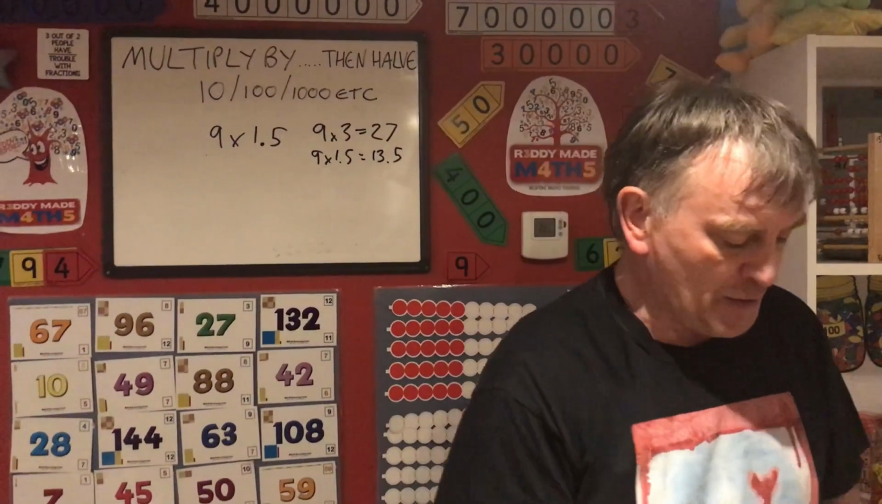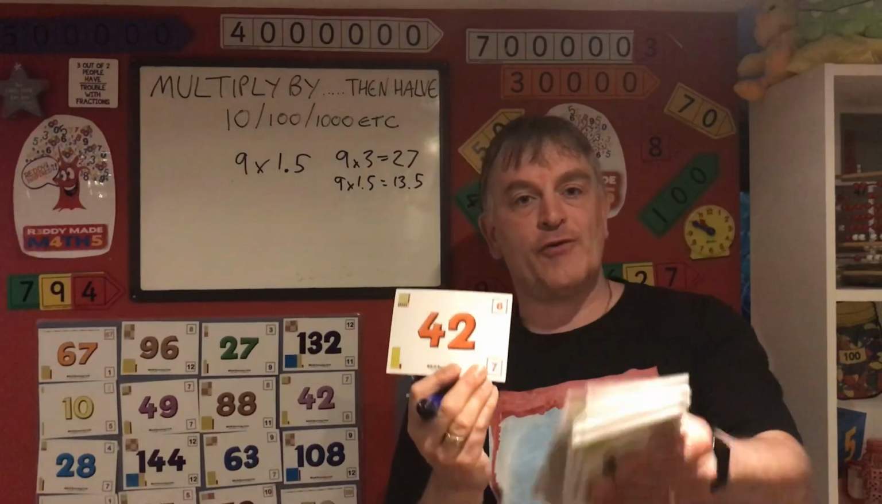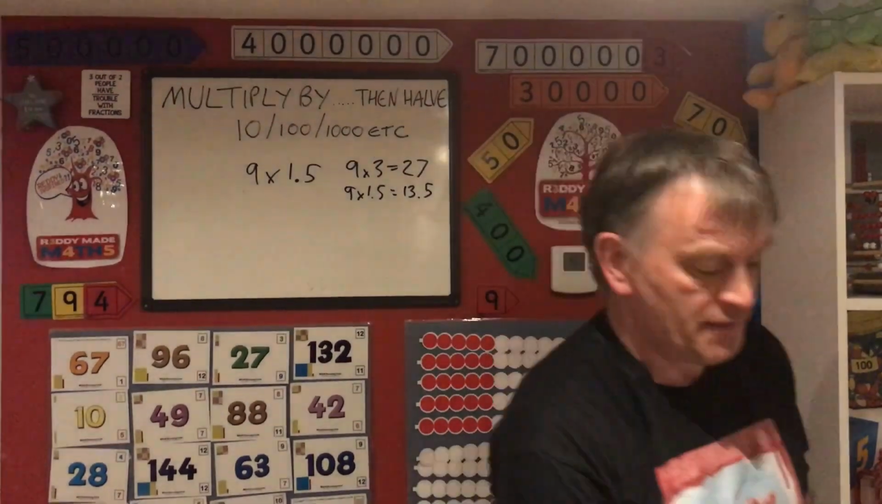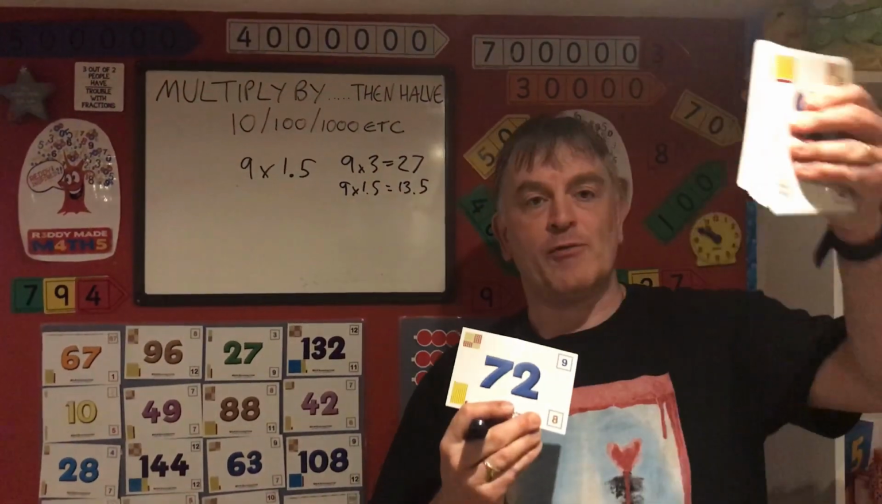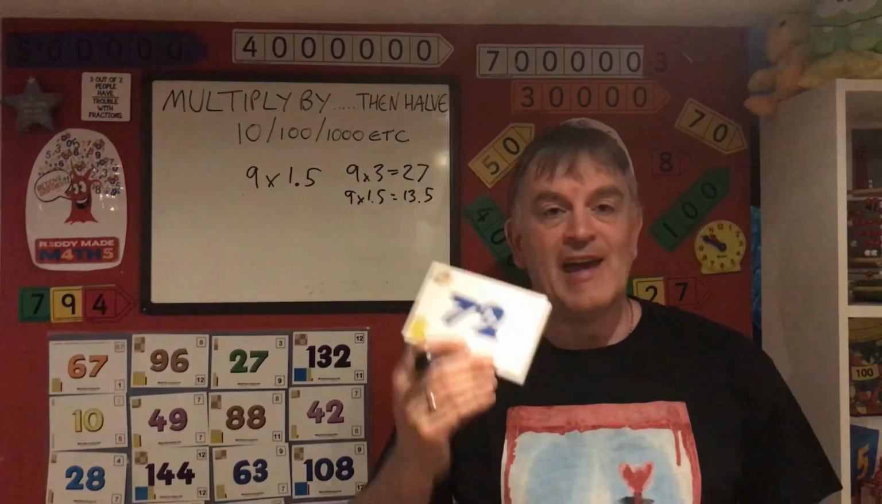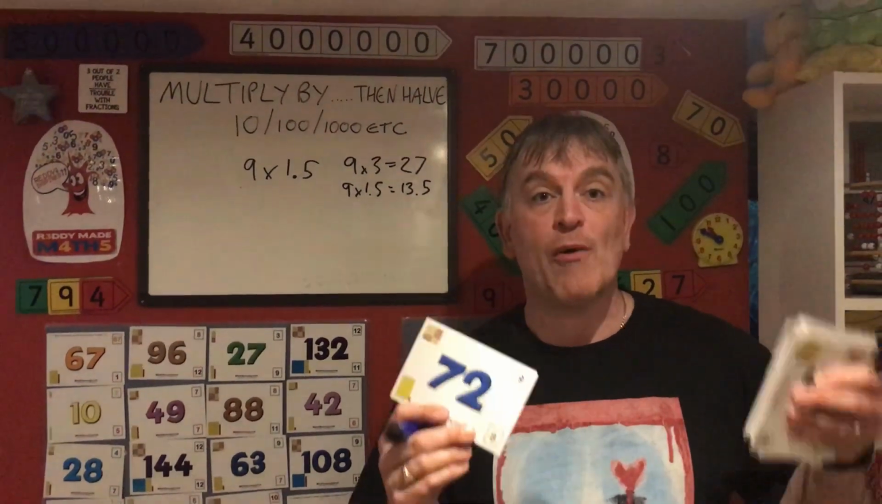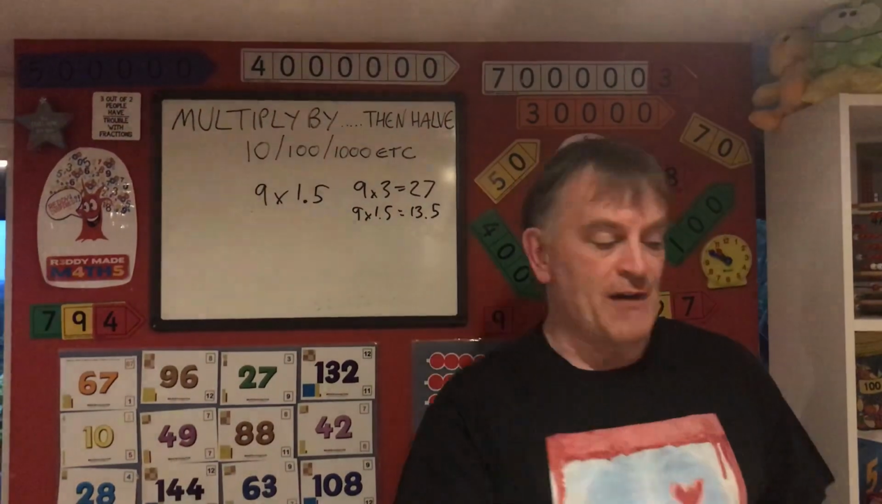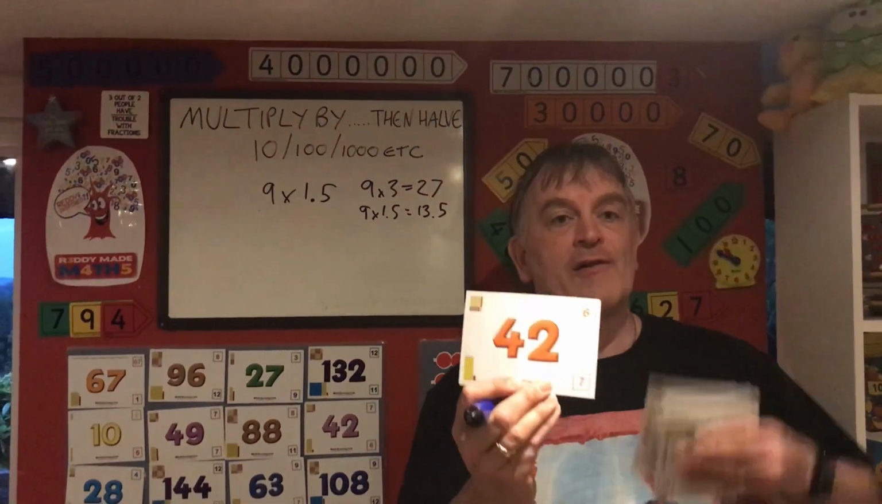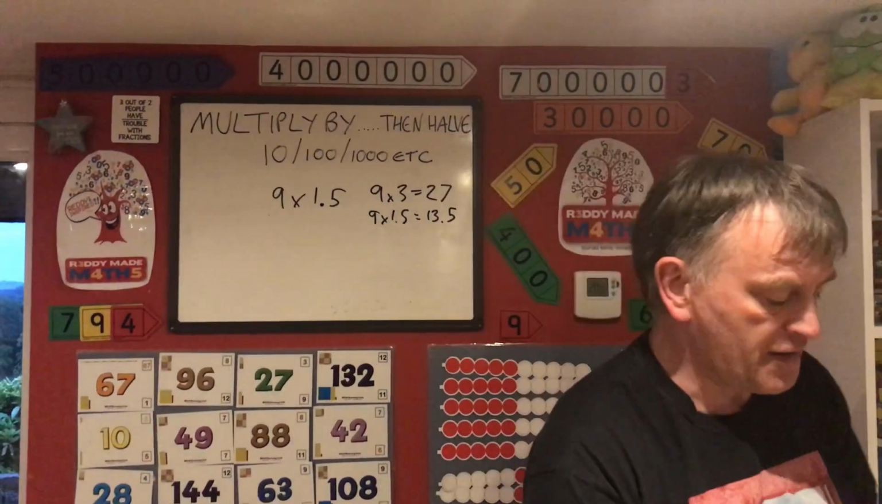Don't bother with 50, we know that one. 42 times 5, 420, 210. 72 times 5, 720, 360. So you can see each time I'm just multiplying by 10 and halving it. It's a lovely little game to play with children as well. How quickly can they do it? Just turning cards over. 8 times 5 is 40, 42, 420, 210.